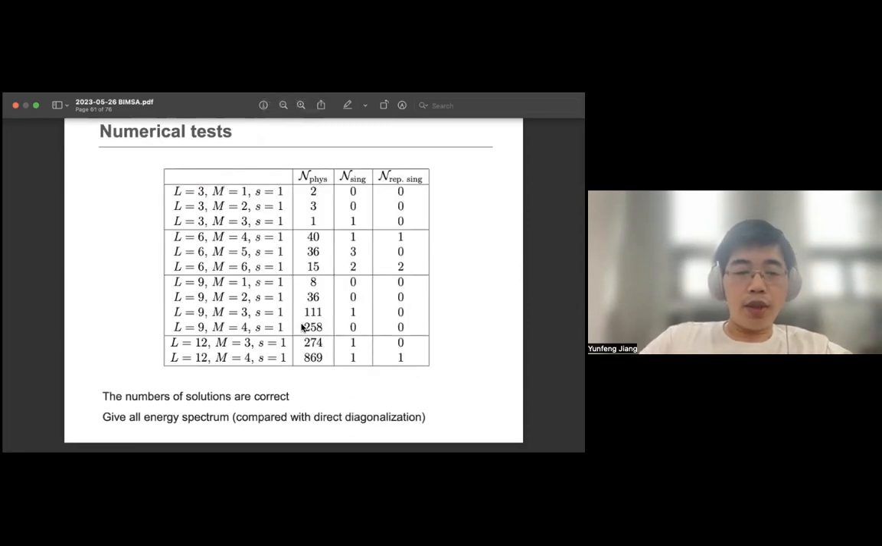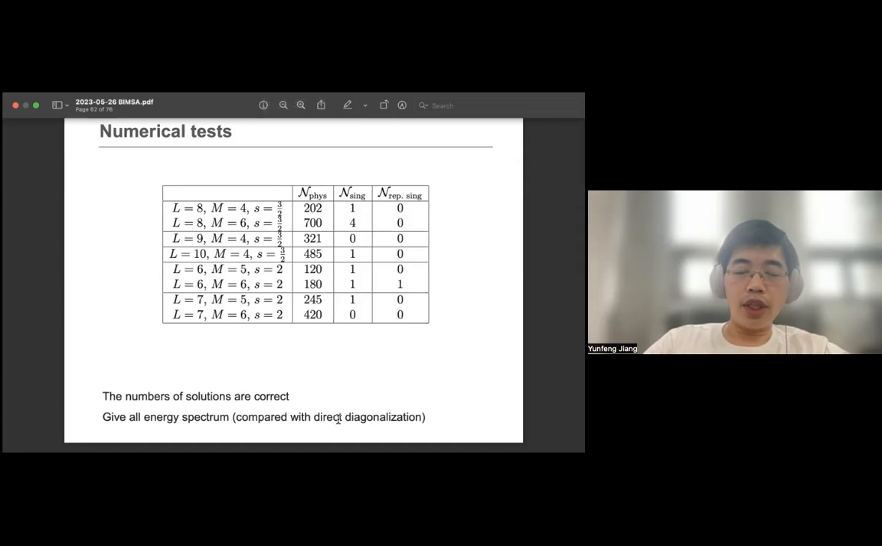So we check this result for many cases. This is the result for the spin 1 case, and we find it correct. So how do we check? We find the number of solutions is correct, the one required by completeness. And we also checked that all the solutions actually give you the good energy eigenvalue, and we compare it with a direct diagonalization.